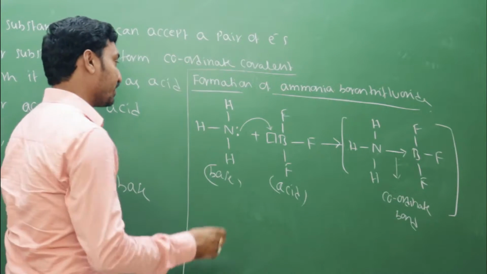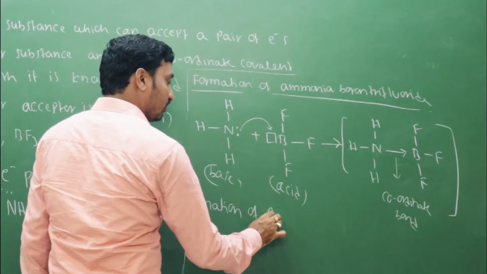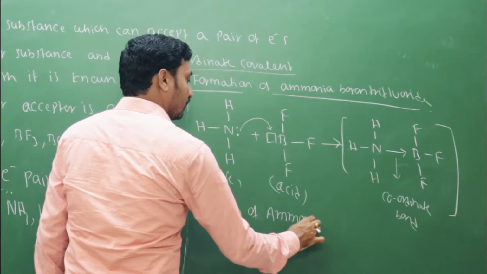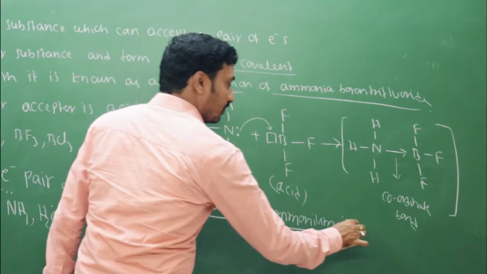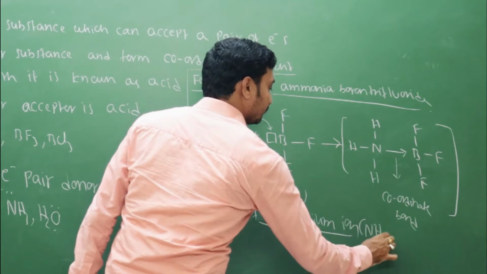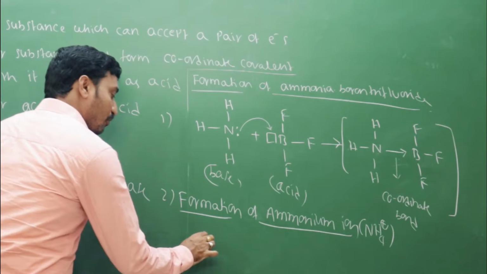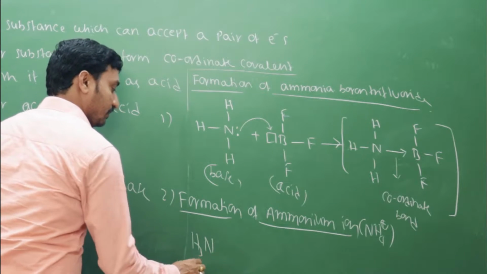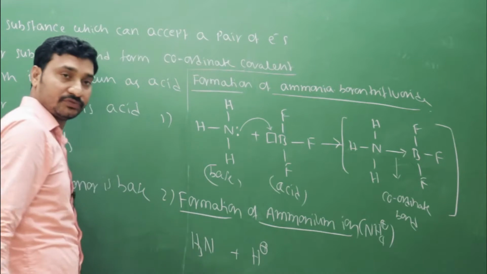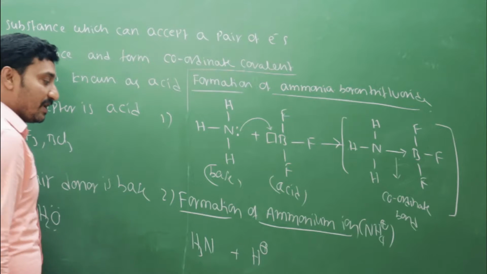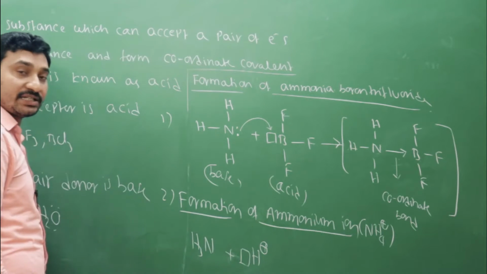Now one more example. Formation of ammonium ion. See how the ammonium ion is formed. Ammonium ion formula NH4 plus, a reaction between ammonia NH3 and H plus proton. You know, in H plus there is a vacant orbital, right? How can you say there is a vacant orbital?